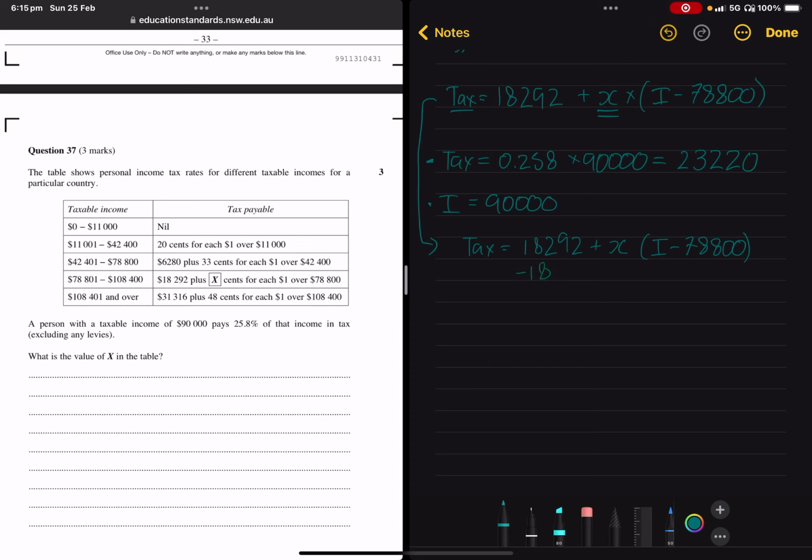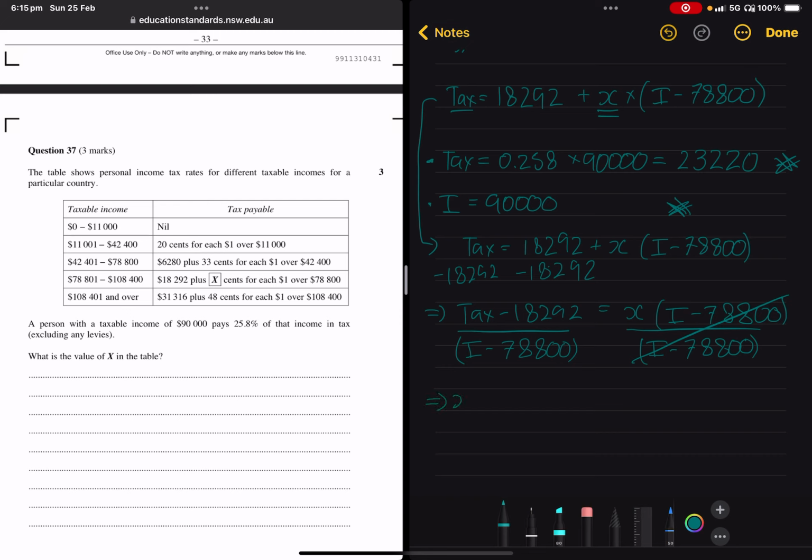So I'm going to minus 18,292 from both sides. 18,292 minus 18,292. This tells us that tax minus 18,292 is equal to X, the rate, multiplied by your income minus 78,800. Divide both sides by income minus 78,800. So this is income minus 78,800. And now we have a rearranged form of this equation.